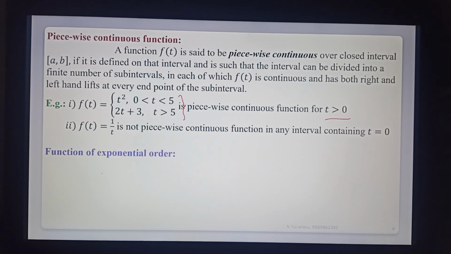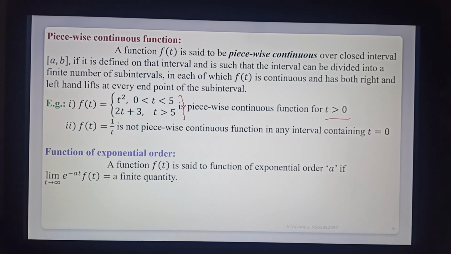Next, function of exponential order. A function f of t is said to be a function of exponential order a if the limit as t tends to infinity of e power minus at into f of t is equal to a finite quantity. For the given function, the limit value must exist for some positive number a. If the limit as t tends to infinity of e power minus at into f of t is a finite quantity, then that function is called of exponential order.